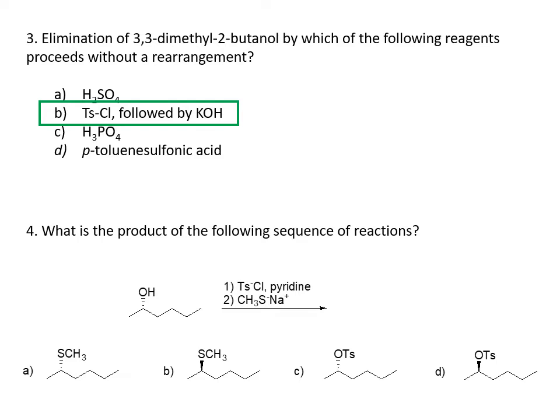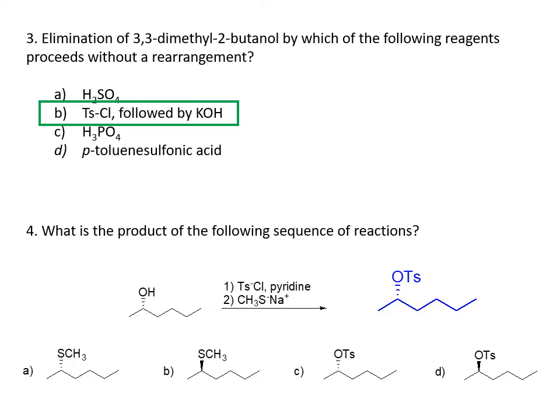Next question, what is the product of the following sequence of reactions? So we have alcohol, and then first step reaction with tosyl chloride in pyridine. That first step will convert alcohol into tosylate, a good leaving group. And then in the second step, we have this good nucleophile. Sulfur, particularly negatively charged sulfur, is a really good nucleophile. And so this CH3S group is going to replace the tosylate group, and that's going to happen with inversion of configuration.